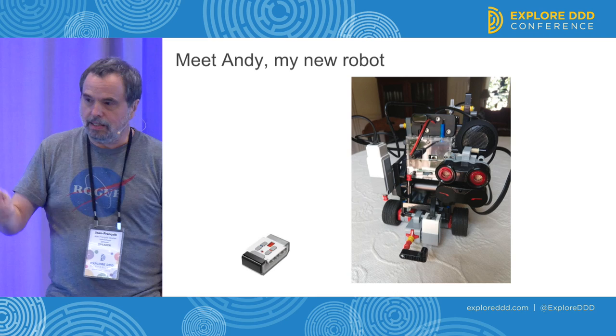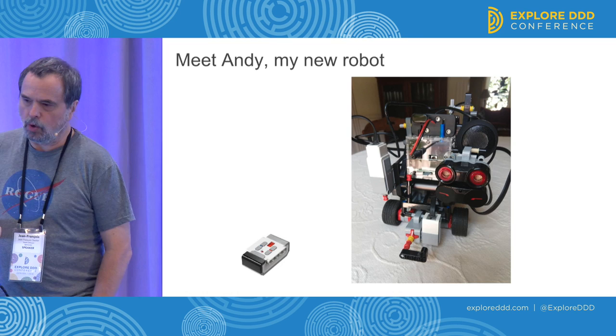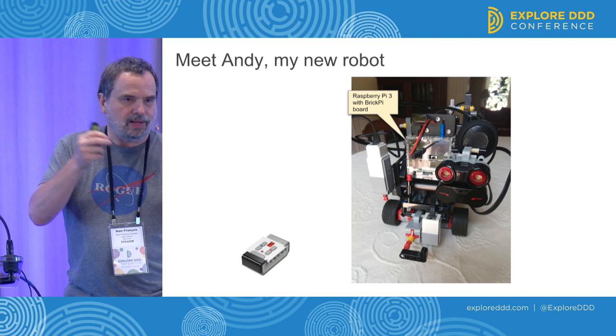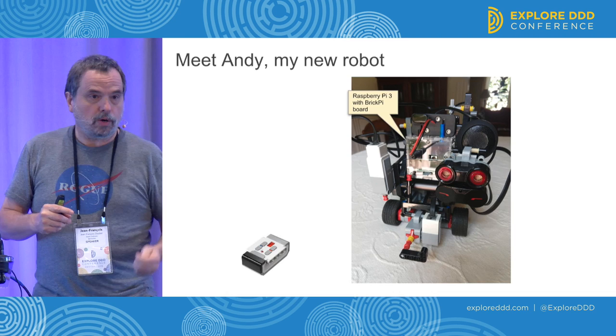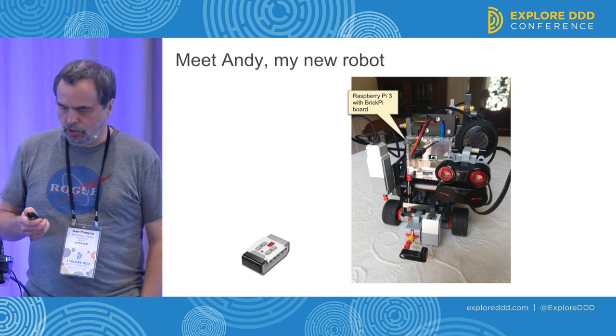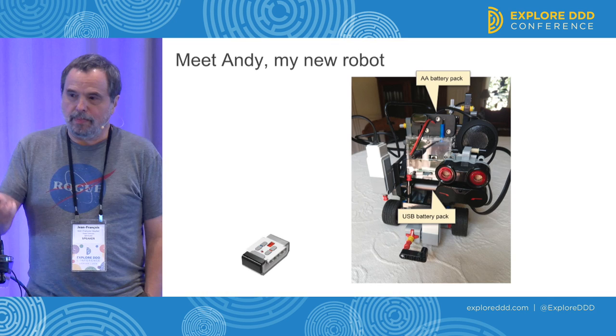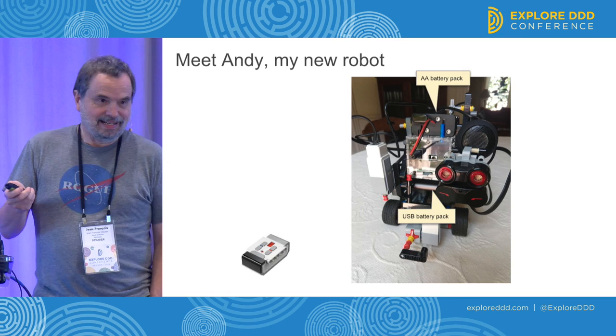And so let's just right away meet my robot. It's a new robot. It's more powerful than the old one. It's running on a Raspberry Pi 3 with a BrickPi port, which allows me to plug in Lego EV3 sensors and motors. A Raspberry Pi is a quad-core, 1.4 gigahertz. It's got some good computing power. I need two battery packs to run it: one to power the Raspberry Pi, and one to power the motors. That makes my robot a little bit top-heavy. So you'll see I've lowered the speed a little bit, because if I go too fast, it just tips over.